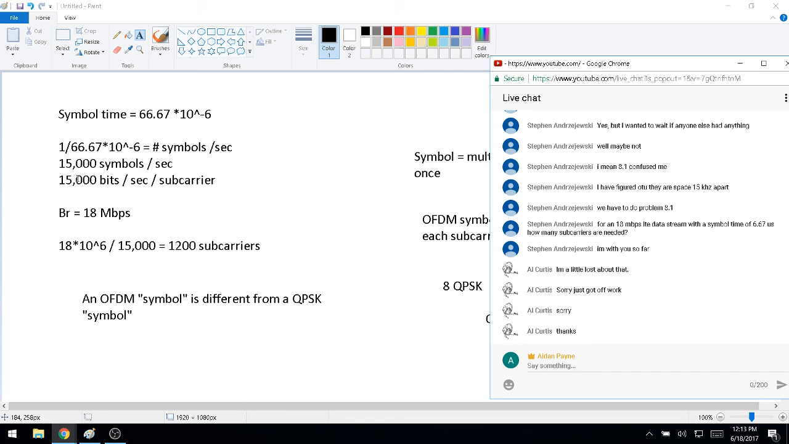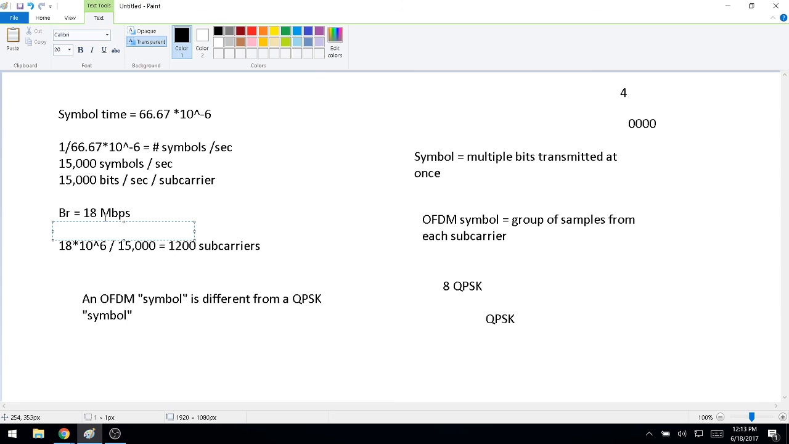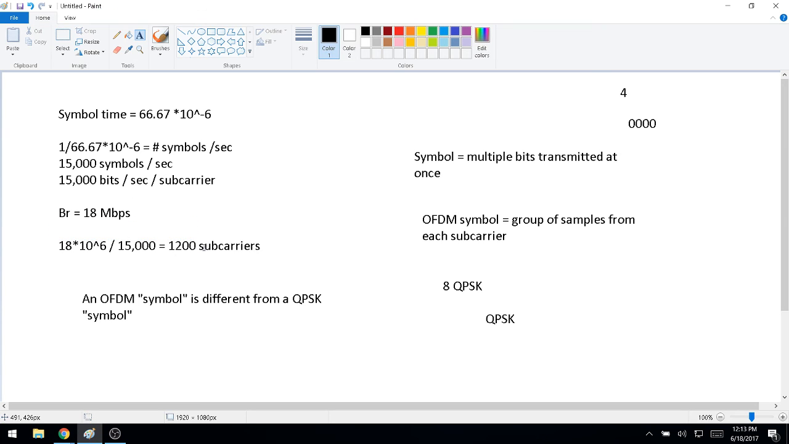And so again, once we know that our subcarriers are 15,000 bits per second, we can find the number of subcarriers it would take to meet our total bit rate of 18 megabits per second, and that'll tell us how many subcarriers are in use. And that's what this problem is asking.